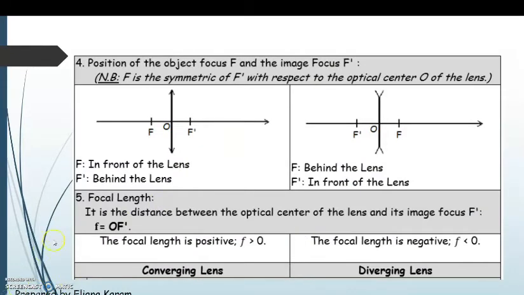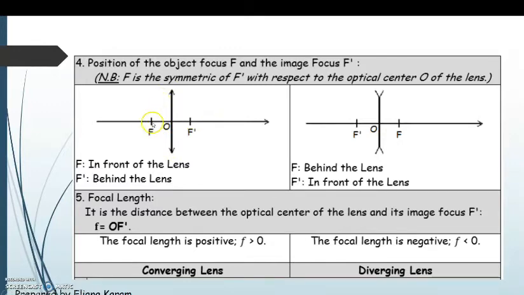The position of the object focus and the image focus, do you remember them? We have the converging lens and we have the diverging lens. These are the elements of the lens. We have the optical axis, which we said is a perpendicular axis to the lens. It passes through its midpoint, which is called the optical center. We also have it in the diverging lens. So the optical center is the intersection of the optical axis and the lens itself. This is also called the principal axis.